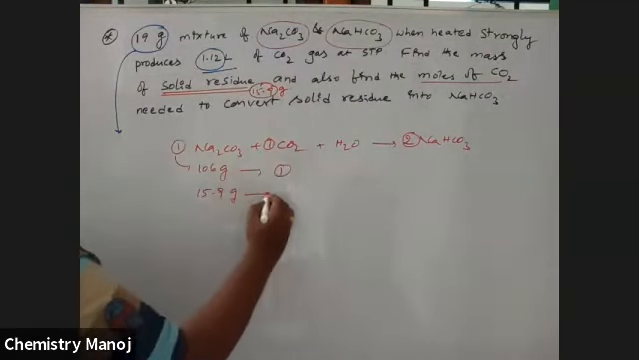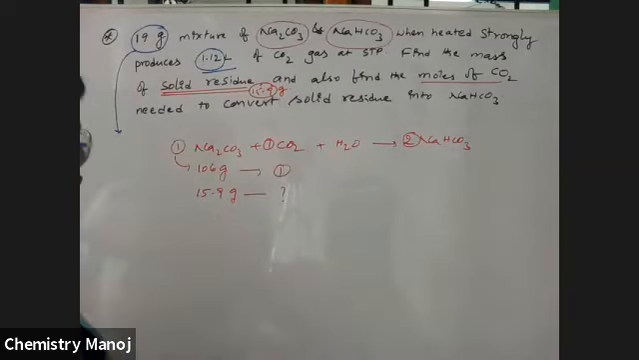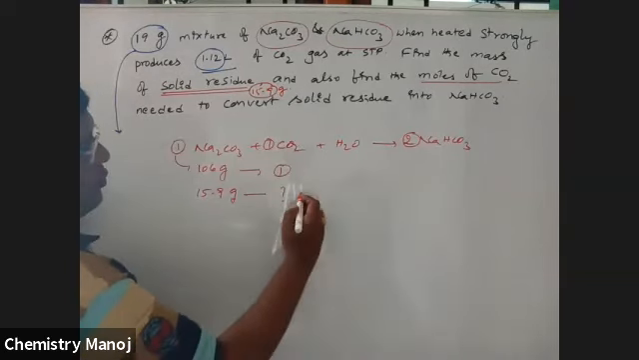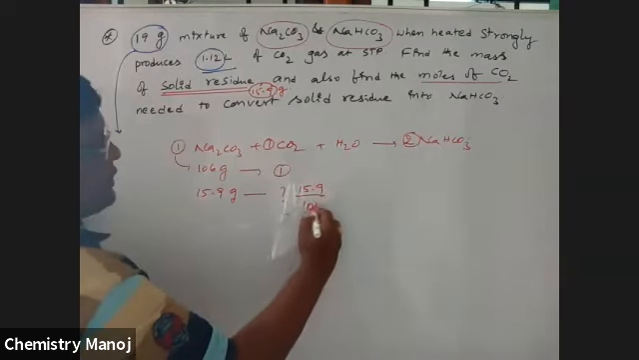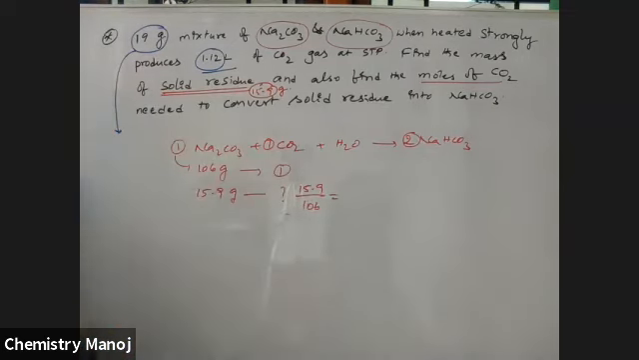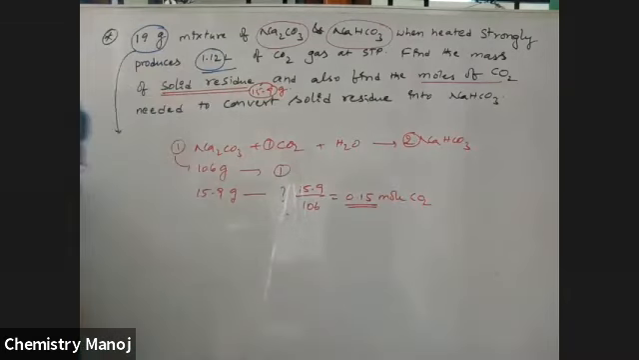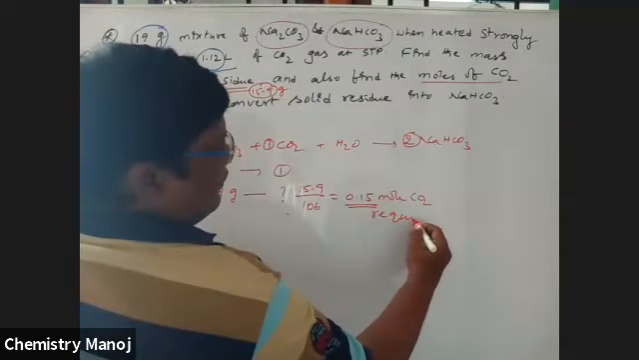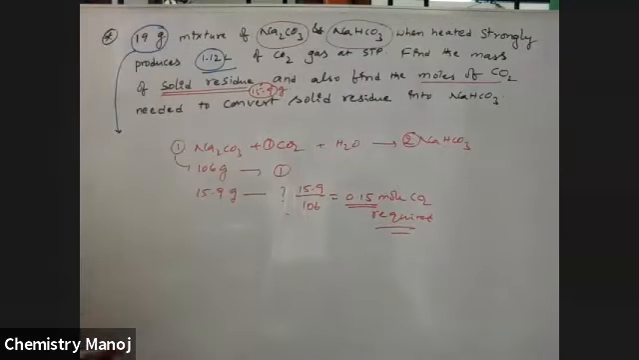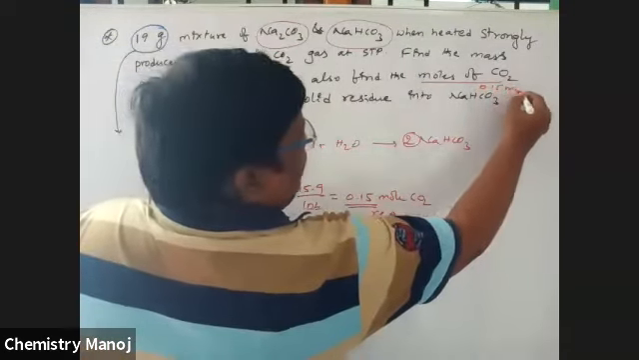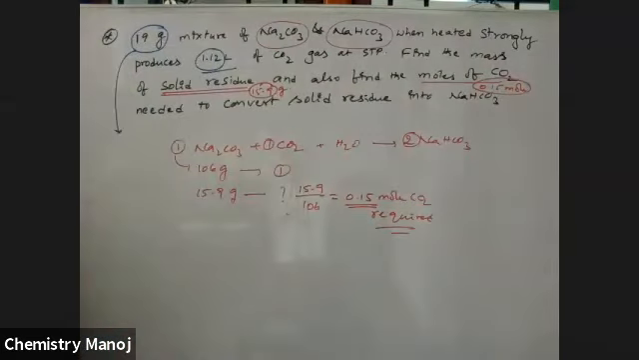15.9 grams requires how many moles? That is 15.9 by 106, which is equal to 0.15 mole CO2 required. It is the continuation process. So 0.15 mole is required. That is the second question's answer.